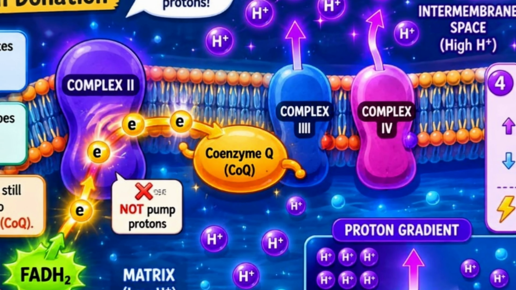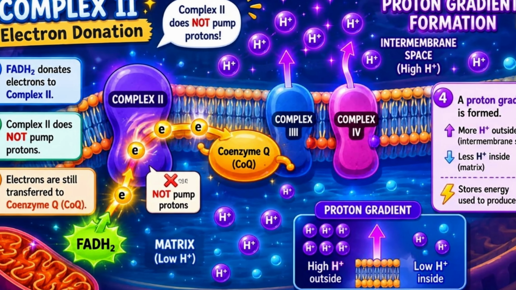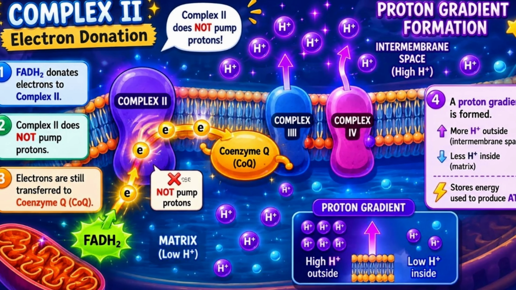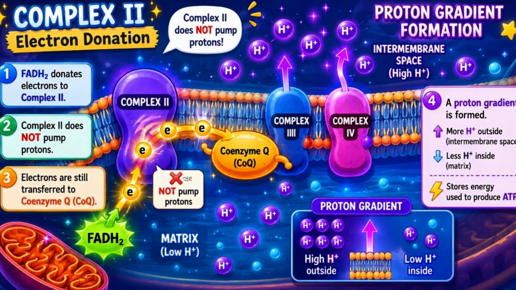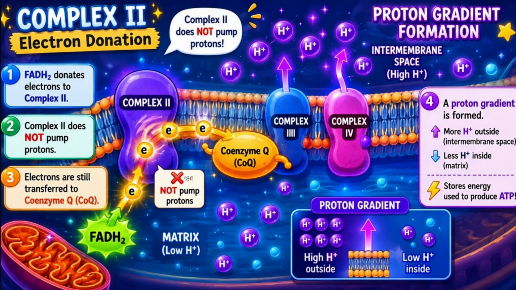At complex 2, FADH2 donates electrons into the electron transport chain. Unlike complex 1, complex 2 does not pump hydrogen ions. However, it still transfers electrons to coenzyme Q, which carries them to the next complexes.